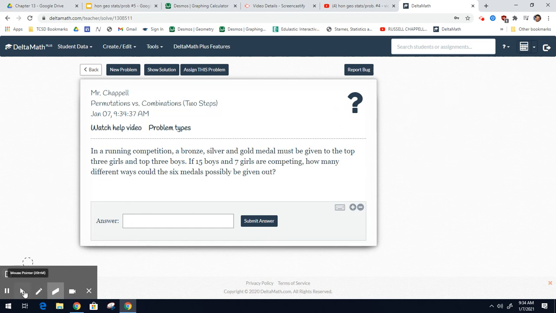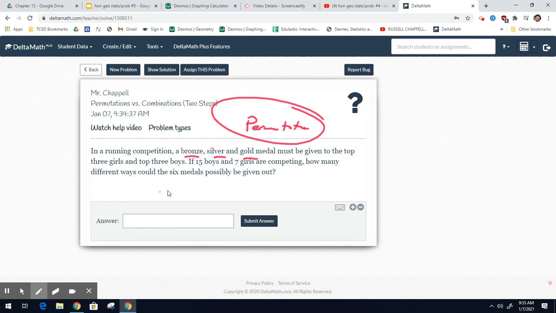All right, so it says in a running competition, a bronze, silver, and gold medal must be given to the top 3 girls and top 3 boys. You have 15 boys, 7 girls. How many different ways could these 6 medals possibly be given out? Because you have bronze, silver, and gold, this is a permutations question. Order matters. So let's do the girls first and then the boys second. Bronze, silver, gold for the girls. We have 7 girls competing, so 7 for the first spot, 6 for the second spot, and 5 for the third spot.